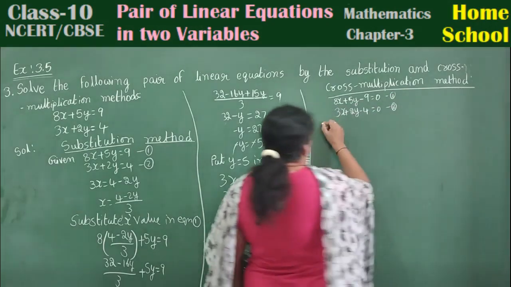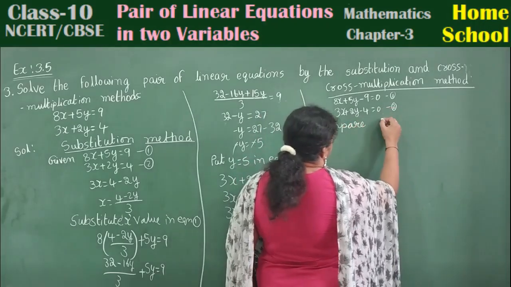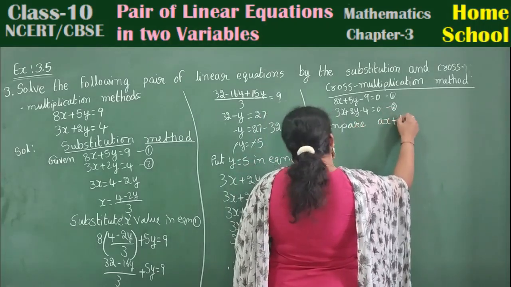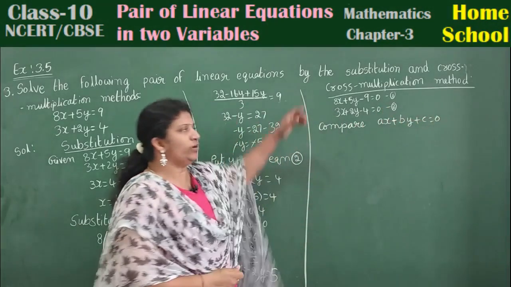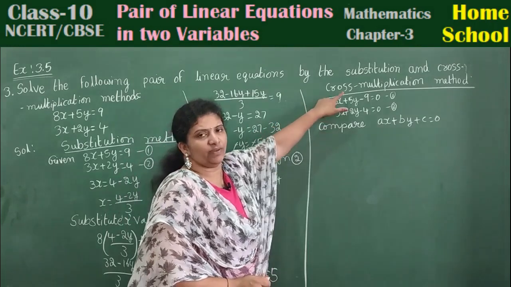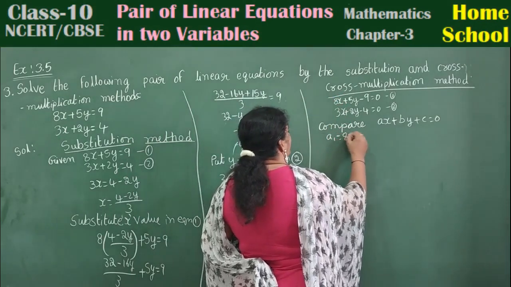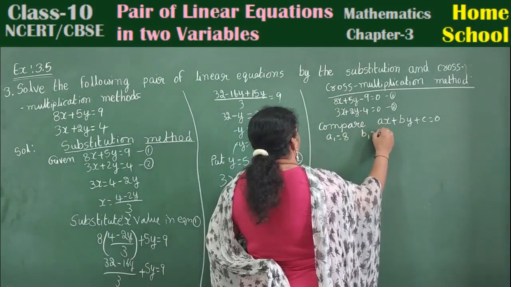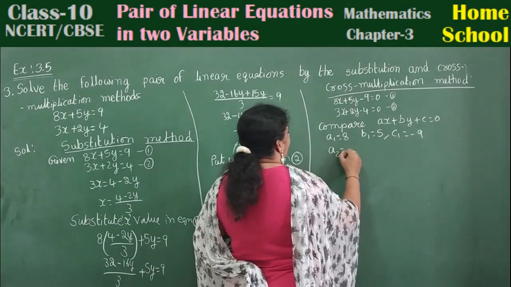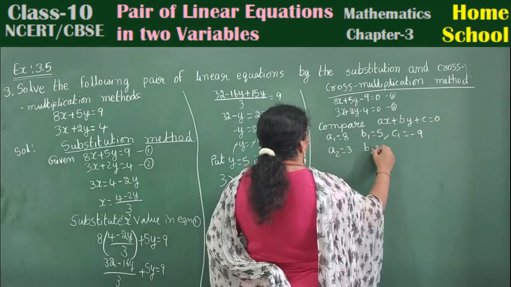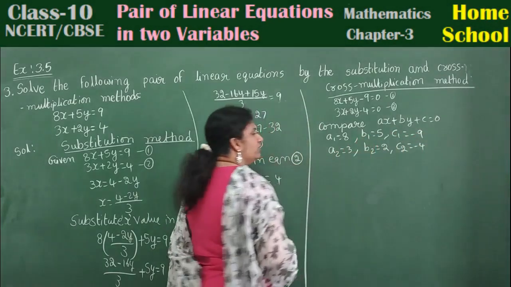Now, comparing with the standard form, that is ax plus by plus c equal to 0. We have two equations, right? a1, a2, b1, b2, c1, c2. Right now, a1 is equal to 8, b1 is equal to 5, c1 is equal to minus 9. a2 equal to 3, b2 equal to 2, c2 equal to minus 4.